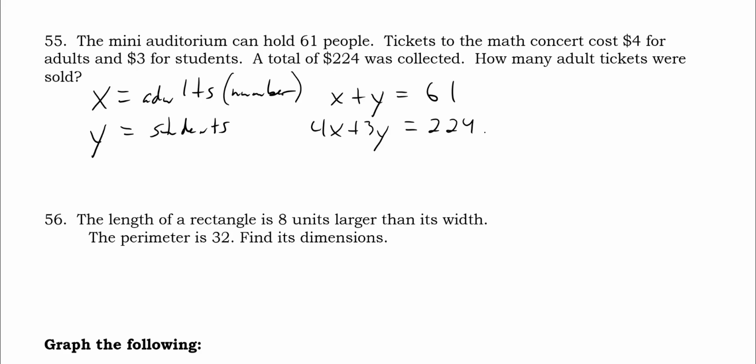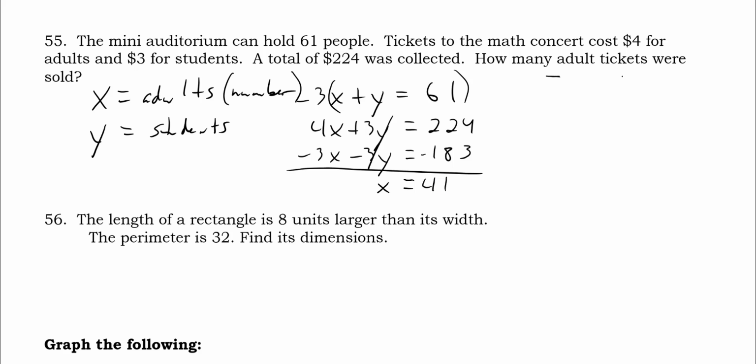Okay, and then it's just a system of equations now. So you guys should be able to do this. I want to get rid of the y, so I'm going to multiply this one by negative 3. So I get negative 3x minus 3y equals negative 183. Okay, so that cancels, and I get x, because 4x minus 3x is just x. x is equal to 41. And that's what I'm looking for.